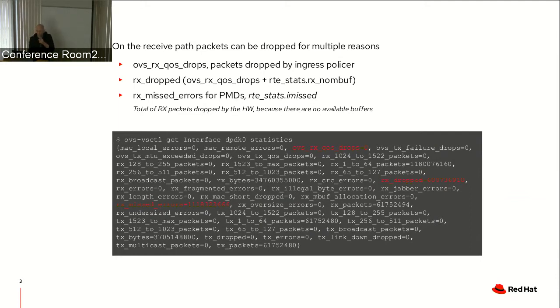Then we have the receive drops, which are actually a combination of two drops. It's the QoS drops, but more important, it's the RTE stats for the no mbufs available. That is a counter incremented by the DPDK software when the driver cannot allocate packets to give to the hardware. So if you see that happening, that's probably a performance issue, where the software is not keeping up with the hardware. The same goes for the RX missed ones.